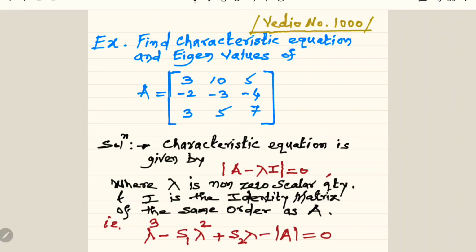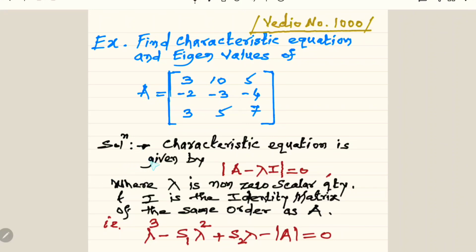Let us try to solve the problem. Find the characteristic equation and eigenvalues of matrix A, whose first row is 3, 10, 5, second row is -2, -3, -4, and third row is 3, 5, 7. Please watch the video up to the end for a better understanding of the problem.